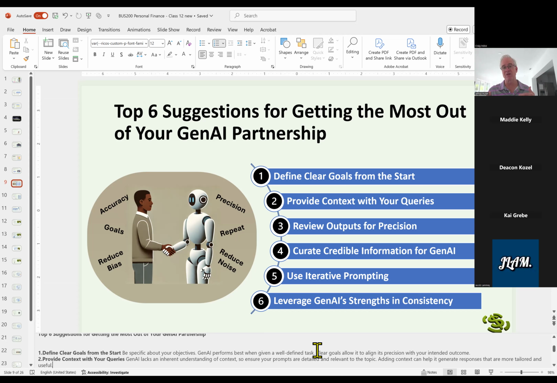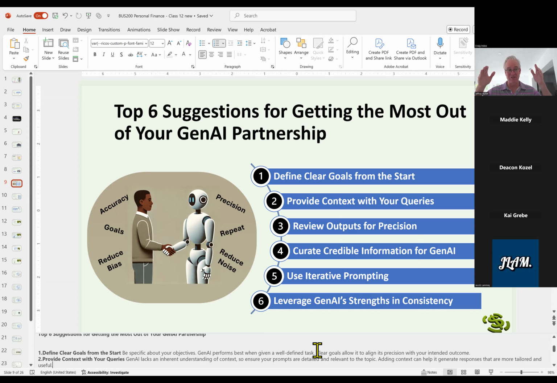If I do iterative prompting, I'm much more likely to get the answer I want. And then finally, leverage Gen AI's strengths and consistency. It is pretty predictable in terms of the output it'll give you. And that's precision, right? You kind of want it to do that. Even sometimes if it's consistently wrong, understanding where it's consistently wrong, you can solve for that, right? And it is incredibly consistent. It's incredibly precise. Again, going back to the difference between accuracy and precision, right?